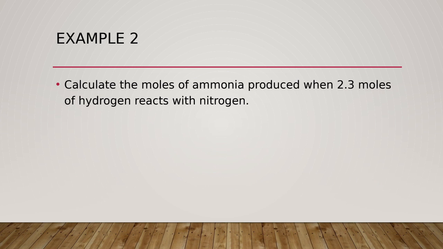When we're given decimal values or ratios that are not so easy to use, like a 1-to-2, we need a systematic way of setting up our mole ratio. So let's look at this example. It says calculate the moles of ammonia produced when 2.3 moles of hydrogen reacts with nitrogen.